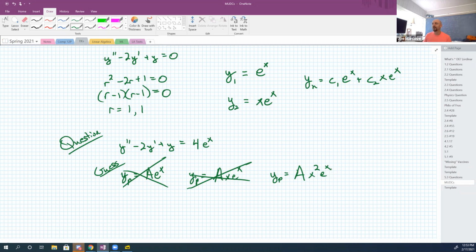All right. That's what I've got for method of undetermined coefficients for today. That should be the bare basics.